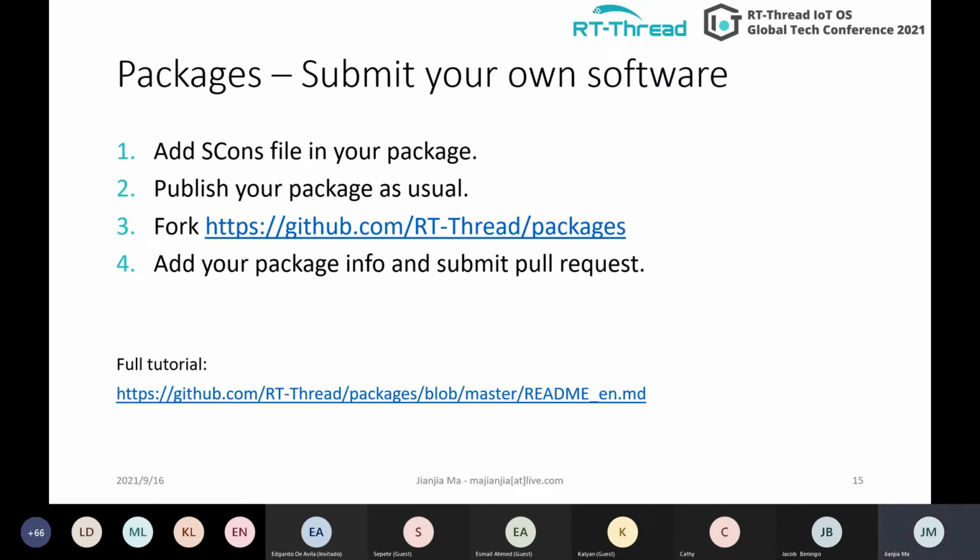It's very fun to do. So if you wrote something very good and you want to share it with others, you can submit the package to the RTThread package index. This is how you do it. Just add a scons file to your software if you haven't already, and then publish your package to the public domain as usual, such as GitHub. Then fork the repository of the package index, add your package information, and submit the pull request. The full tutorial can be found in the link below.